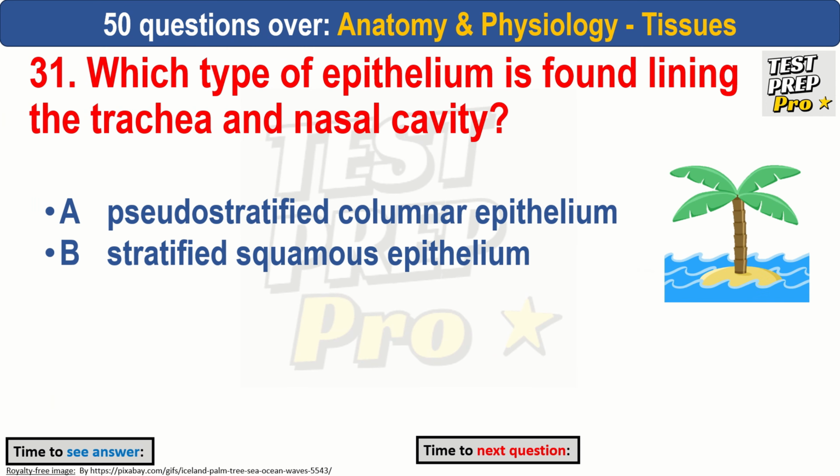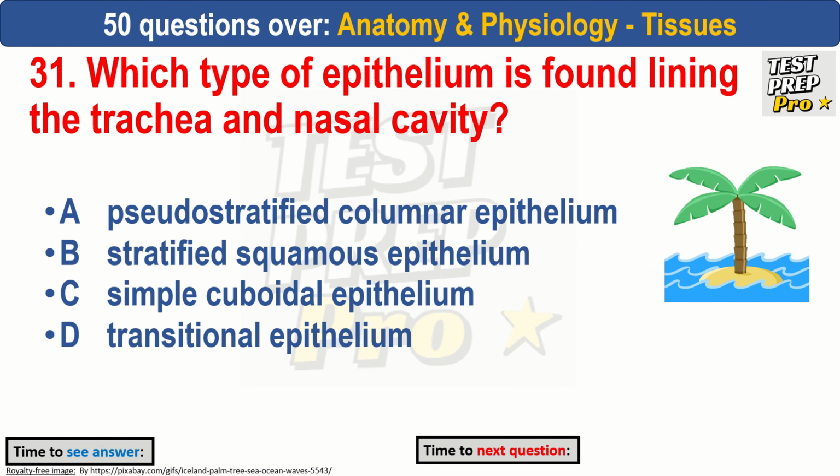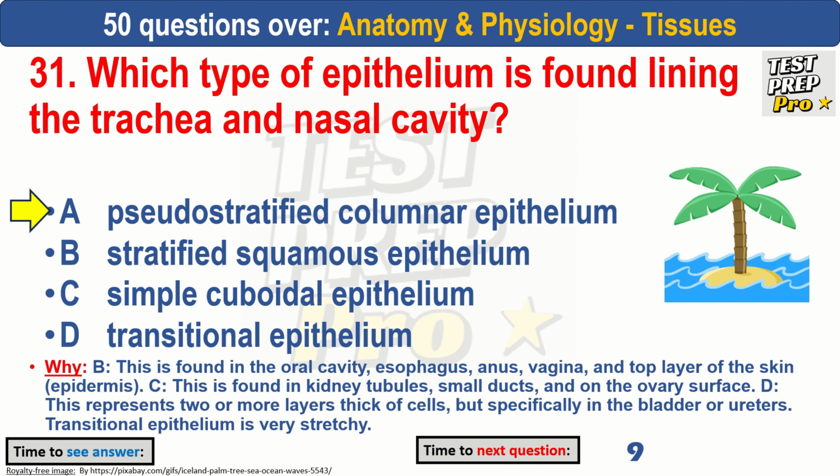Which type of epithelium is found lining the trachea and nasal cavity? Is it pseudostratified columnar epithelium, stratified squamous epithelium, simple cuboidal epithelium, or transitional epithelium? Pseudostratified columnar epithelium is the answer. Stratified squamous epithelium is found like on the skin, inside the mouth, like surfaces that can handle a lot of friction.